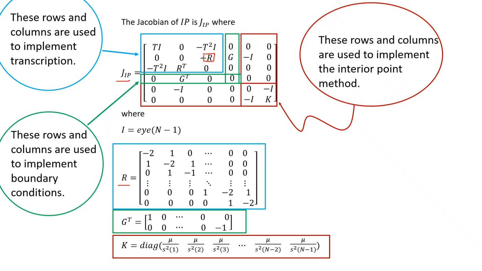The rows and columns which are in the green section are associated with the boundary conditions. They are a function of the matrix G, where the matrix G is given here. And lastly, in the red section, those rows and columns are associated with the implementation of the interior point method, and they are a function of the matrix K, which is given below.